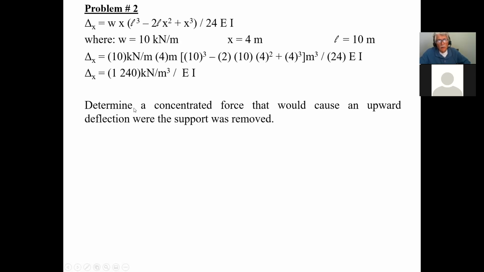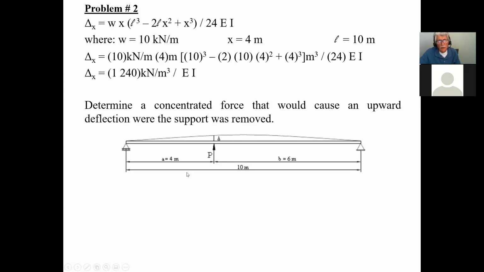Now, determine the concentrated force that would cause an upward deflection where the support was removed. In other words, what kind of force do I need to create the same equivalent upward displacement? So what force can I apply here to cause a deflection equal to this deflection here? That's what I'm trying to do. Even though it looks like the forces underneath don't matter, it is still a simply supported beam with a concentrated load. The only difference is that instead of being on top, it's at the bottom. Therefore, everything would be reversed. And that's what you want to do.